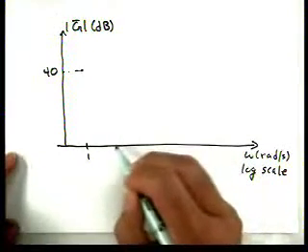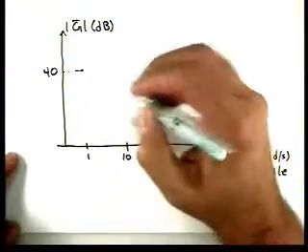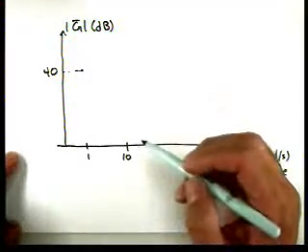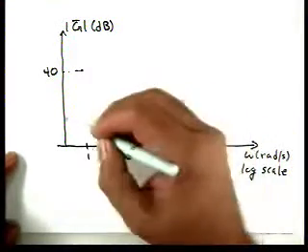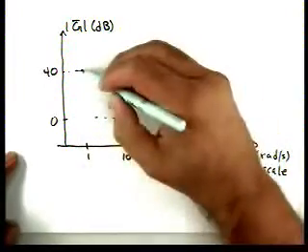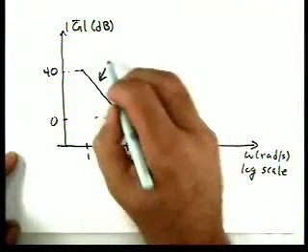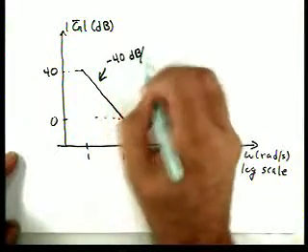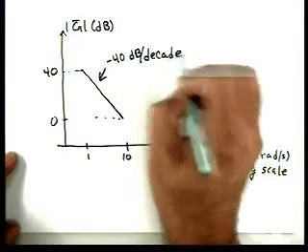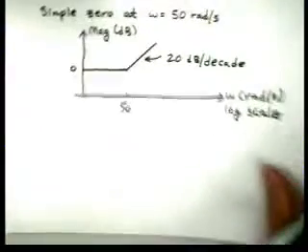So by the time we get out a decade here to 10, okay, if this is 0, then our function has headed down like this. So this slope is minus 40 dB per decade. And we continue to head down until we get to omega equal 50, and that's when our simple zero turns on.